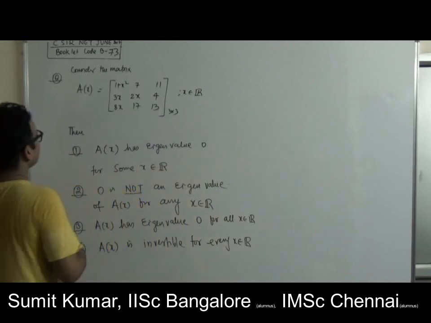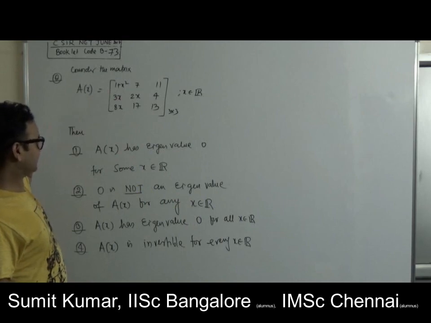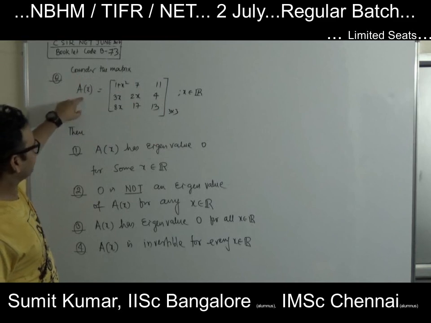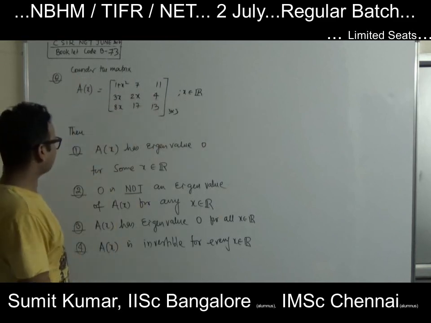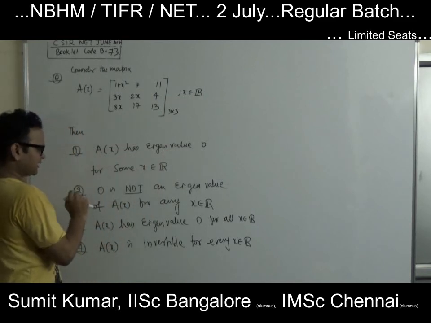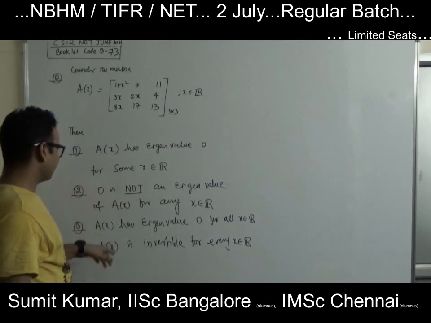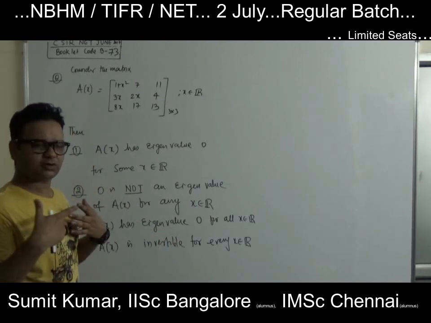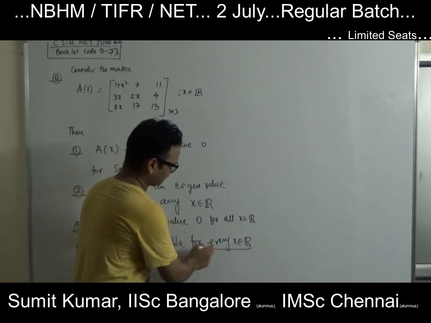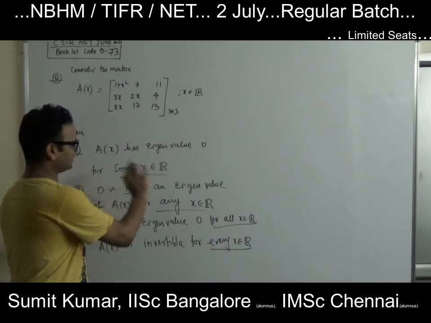So the question here is this: consider the matrix A(x) equal to this, 1 plus x square, 2x and all, a 3 cross 3 matrix. So what is the condition over x? X belongs to R. Okay, now, A(x) has eigenvalue 0 for some x belongs to R. Second, 0 is not an eigenvalue of A(x) for any x belongs to R. Third, A(x) has eigenvalue 0 for all x belongs to R. Fourth, A(x) is invertible for every x belongs to R. Every, for all, for any, for some x.